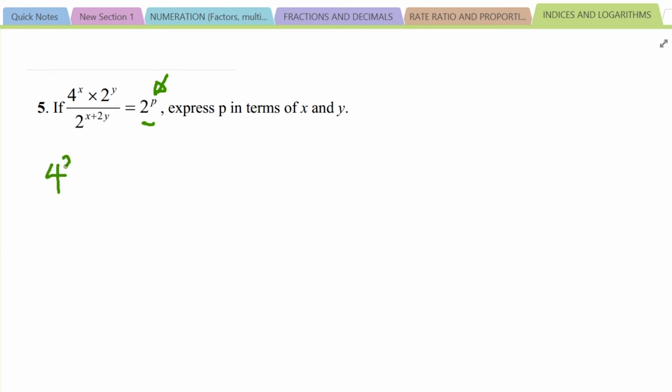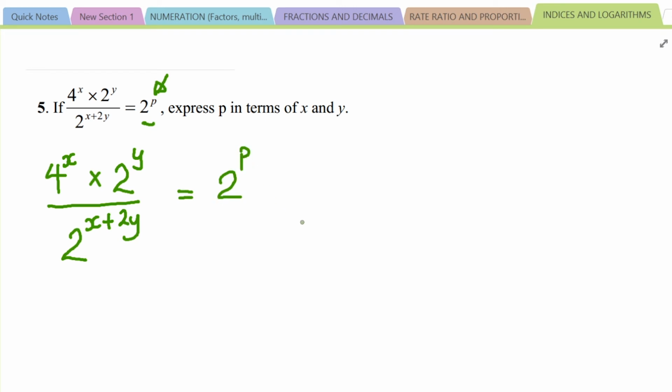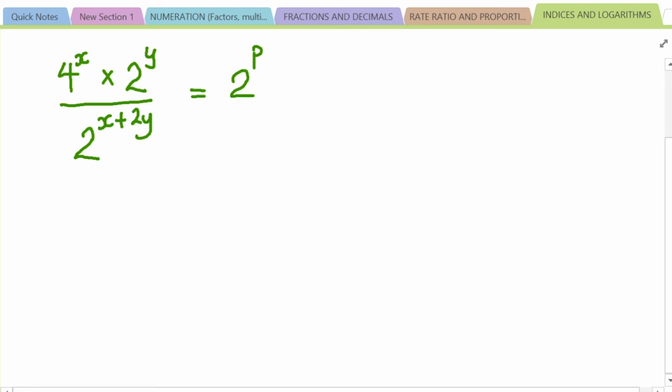This is 4 to the power x times 2 to the power y, divided by 2 to the power x plus 2y, is going to be equal to 2 to the power p. So let's get started with this. Let's convert everything to 2. This is 4 to the power x. We know that if we factorize 4 by 2, we get 2. So in other words, 4 is the same as 2 squared, right? That is what it means. 4 is the same as saying 2 squared. So this 4, we shall come here and say 2 to the power, 2 squared.